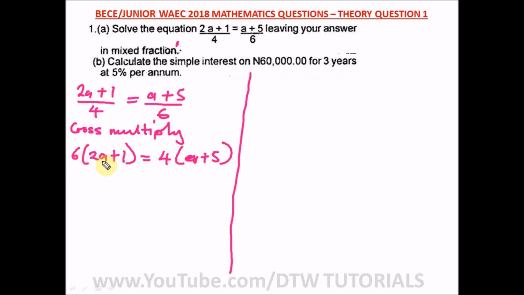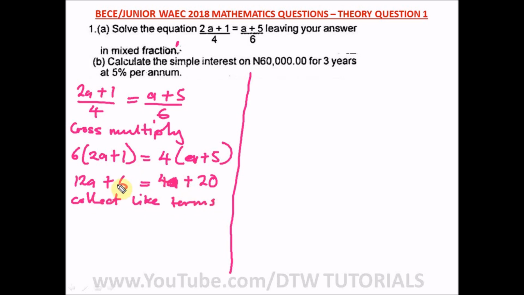In opening up the bracket, we say 6 times 2a, that will give us 12a, plus 6 times 1 will give us 6, equal to 4 times a will give us 4a. Then 4 times 5 will be 20. So we're going to add the positive sign here, plus 20. Okay, this is a, before we mistake it as 9. All right, so plus 20. Then we collect like terms.